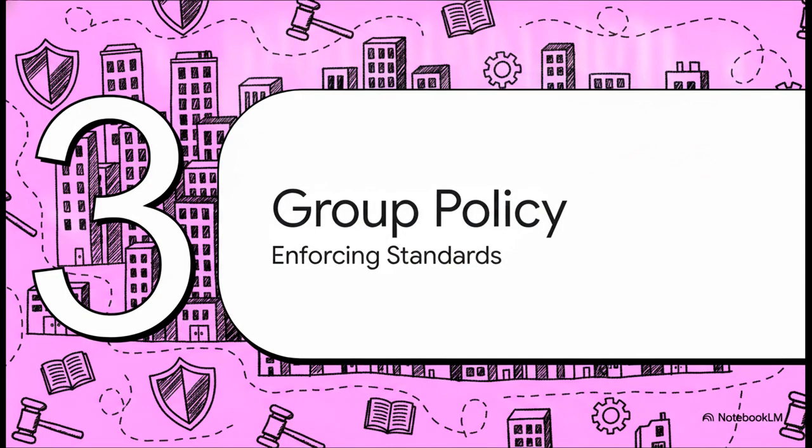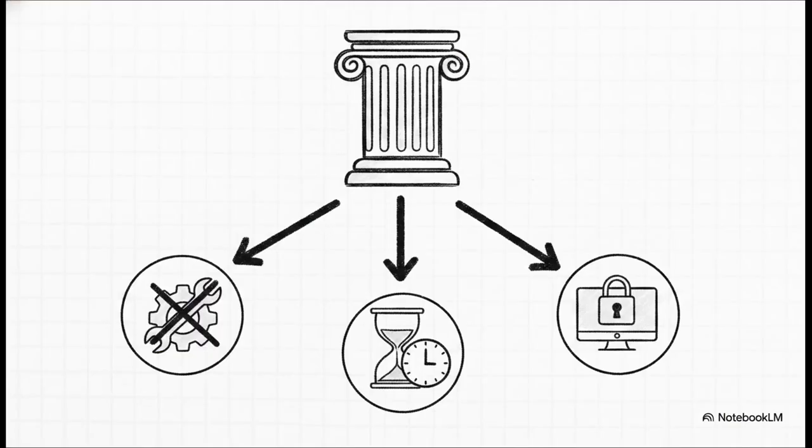All right, Section 3, enforcing group policy standards. Every functioning city needs laws, right? Well, in Windows Server, those laws are group policy objects, or GPOs. To lay down the law for Contoso, we create the Contoso Standards GPO and link it directly to the root of the contoso.com domain. That means it applies to everyone, no exceptions.